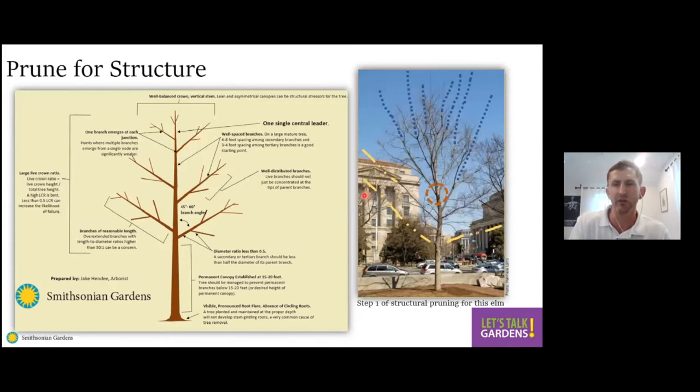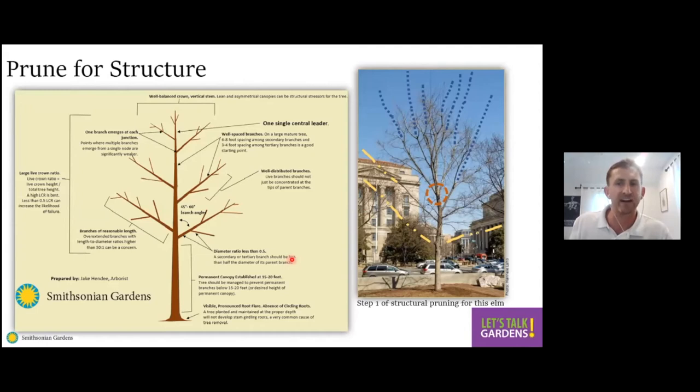Here's an example of pruning for structure. It's my favorite type of pruning, structural pruning. Our biggest loss of urban trees is not diseases, it's not insect pests or some other factor out of our control. It's because our trees develop weaknesses that fail during storms, high winds, or maybe we just remove the tree because we're concerned about structural issues that it may have.